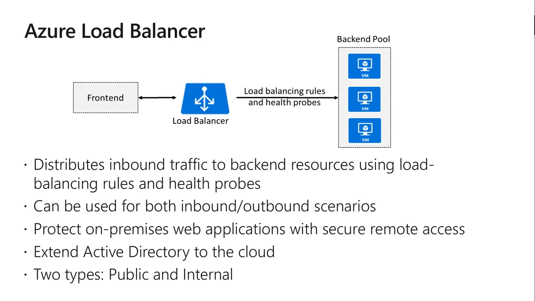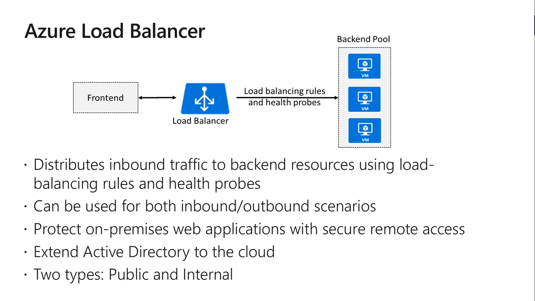Okay, so that distributes the inbound traffic to the resource, as we talked about, using the load balancing rules and health probes in Azure. The load balancing rules determine how traffic is distributed to the backend, and the health probes ensure the resources in the backend are healthy. The load balancer can be used for inbound as well as outbound scenarios and scales to millions of flows for any of your TCP and UDP applications.